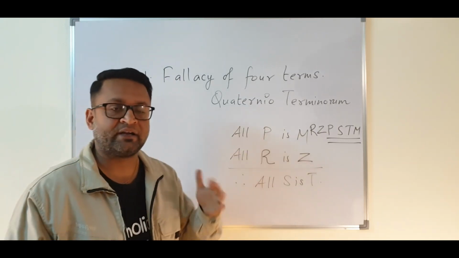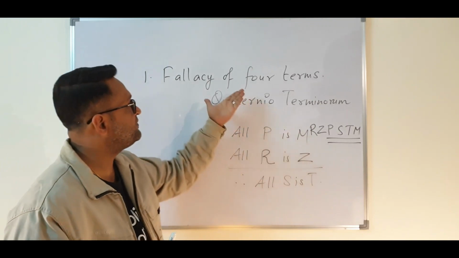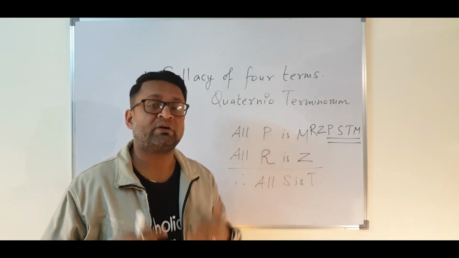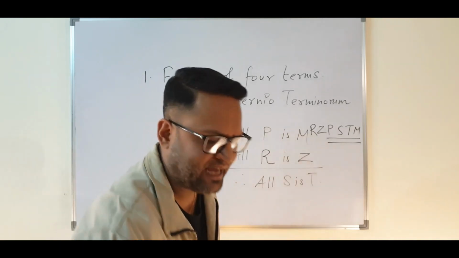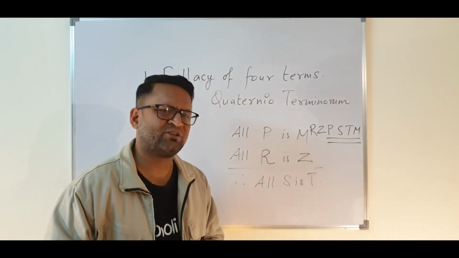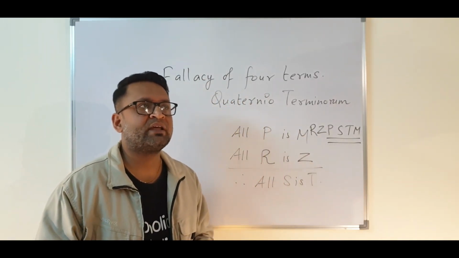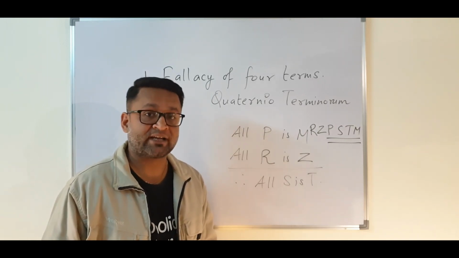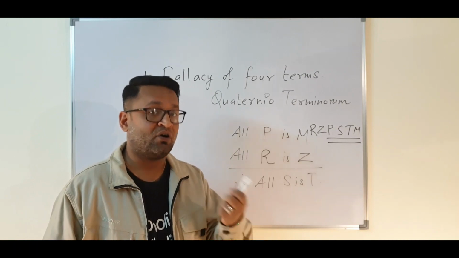If it is having more than three terms, it will be called the fallacy of four terms, irrespective of the fact that it is having six terms or even five terms, right? So that is the idea. So it may not be called a rule to test the validity of syllogism. Rather, it should be called a test to check whether we have a syllogism or not.